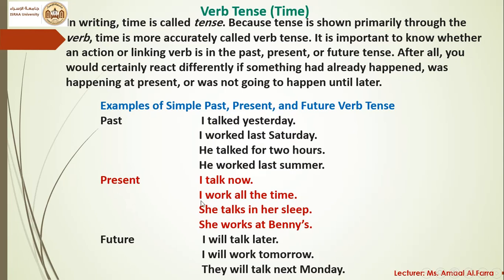Present, when I say I talk now, I work all the time. She talks in her sleep. She works at Benny's. Okay, these are present simple, without s when we use I and plural, and with s when we use a singular subject, he, she, it. Future, when I say I will talk later, I will work tomorrow, they will talk next Monday. So we have here will, that indicates the future, plus the main verb in infinitive, and we have keywords or key expressions like what? Like tomorrow and next, which indicate the future.